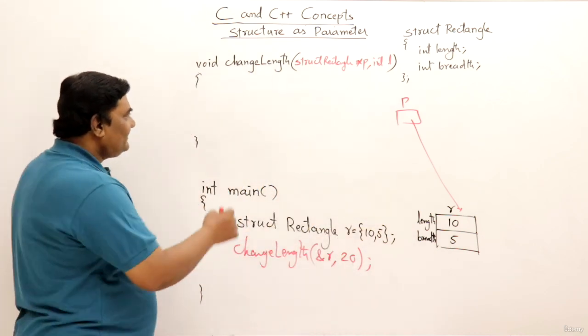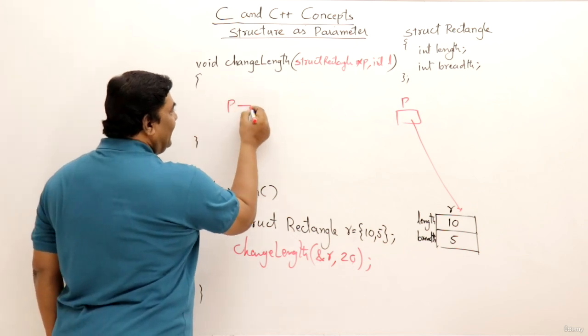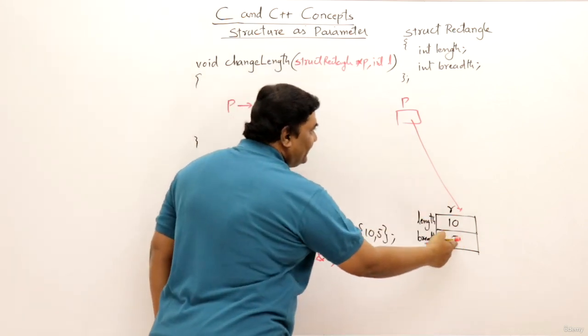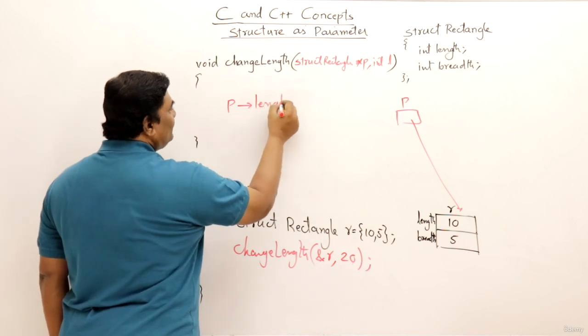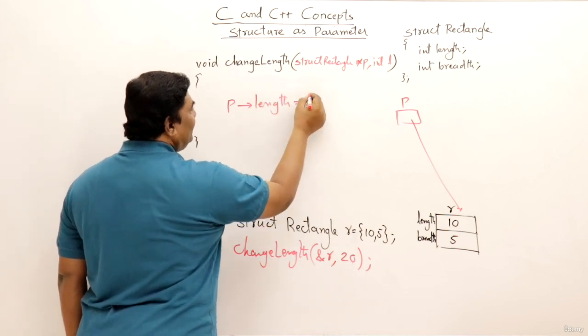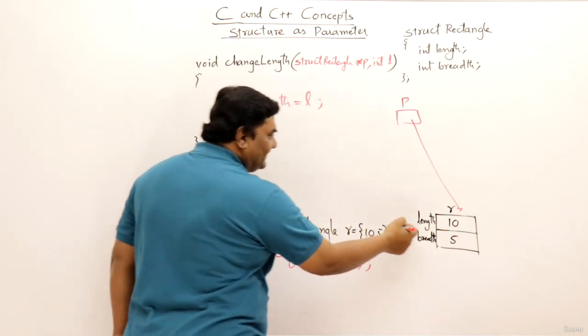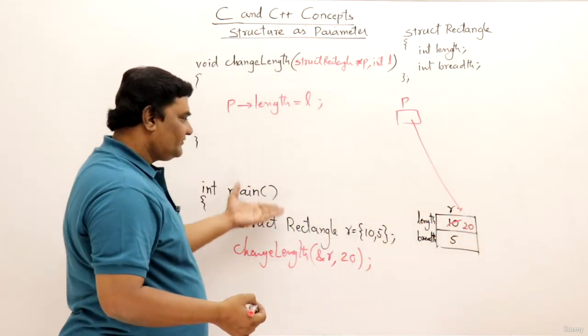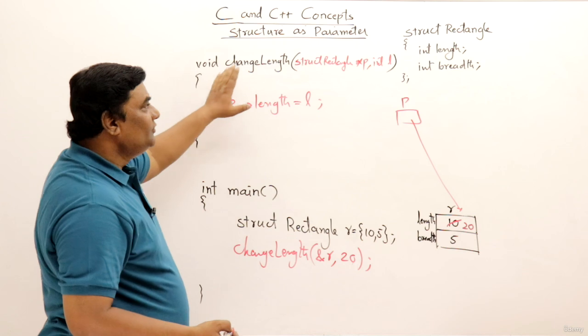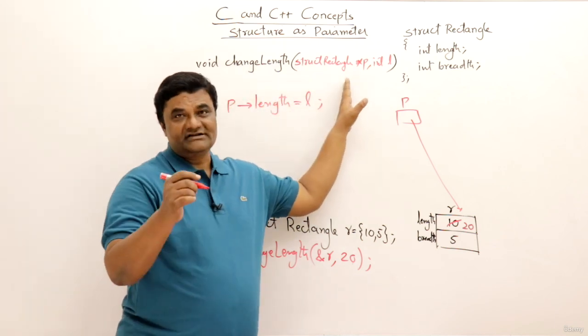I want to modify that length. So say P arrow, because for accessing this member indirectly using a pointer, we have to use the arrow. P arrow length assign L. So this length will be modified to 20. That's it. This is how we can use call by address for the structure.